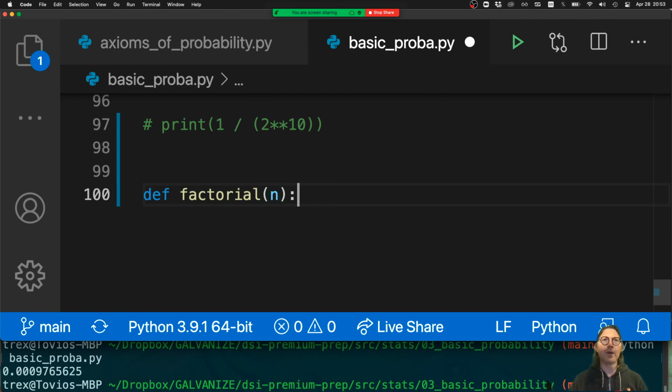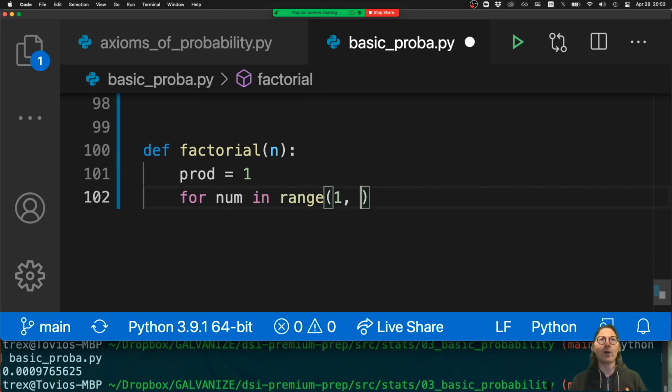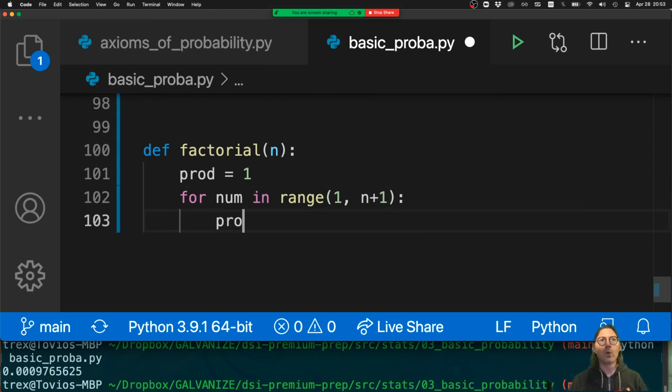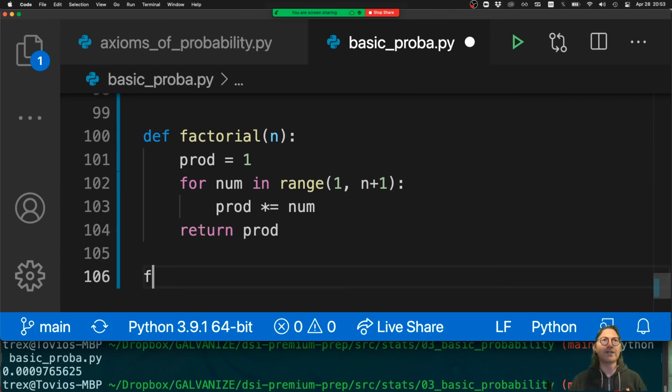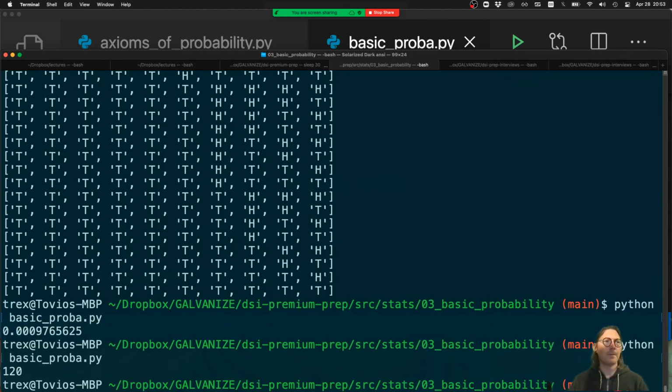So the factorial of some number is going to be that number times every value less than that number, right? Down to 1. Of course, we're not going to multiply by 0 because 0 would leave us with 0. Anything times 0 is 0. So for every number in the range starting at 1 going up to n, inclusive of n, we're going to multiply by that number, and we can return the product. So let's just test this. Print factorial of 5. So this should get us 120. 5 times 4 is 20, times 3 is 60, times 2 is 120. And it does.